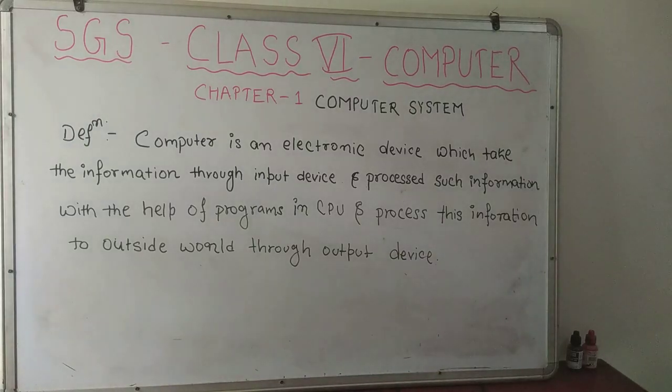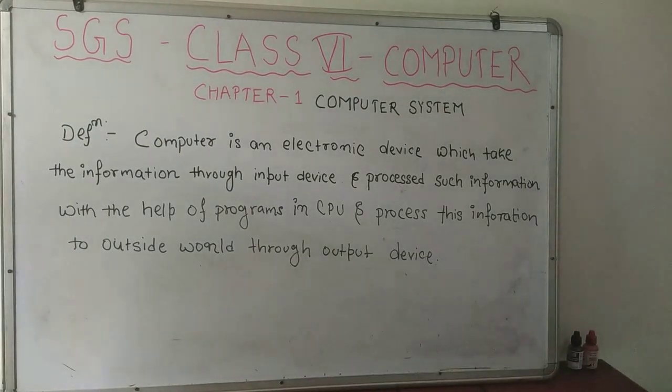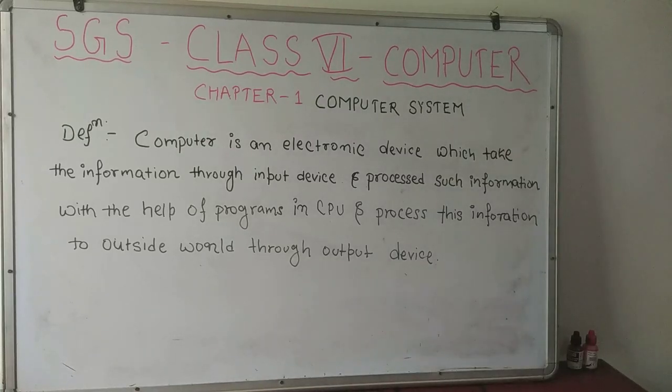This is the basic definition of computer. As you know, computer is an electronic device which takes information through input device and processes that information with the help of program in CPU and gives this information to the outside world with the help of output device. Well, it requires three components.